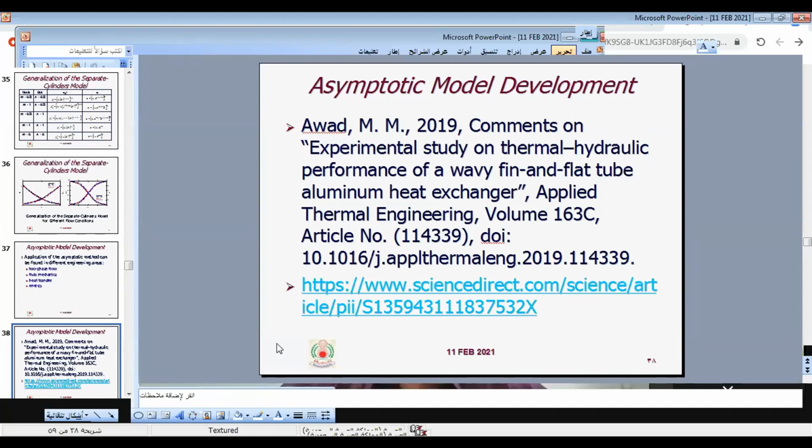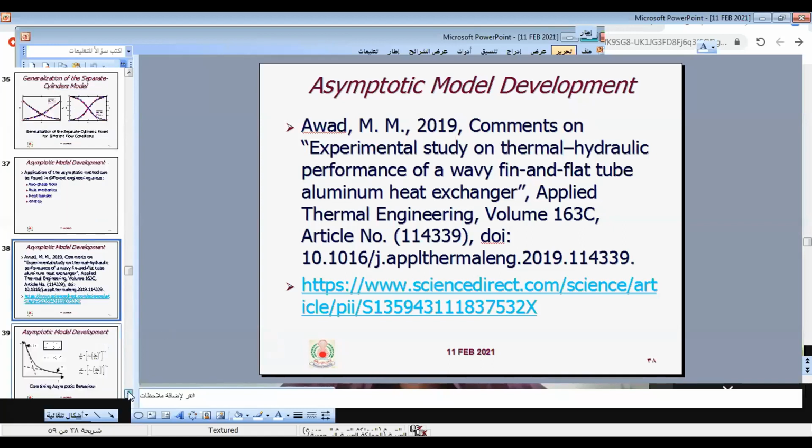In this paper, I mentioned more than 15 references based on my publications on asymptotic models in different areas, like two-phase flow in circular pipes, two-phase flow in mini-channels and macro-channels, two-phase flow in porous media, two-phase flow in fractures, and so on. Also two-phase flow and heat transfer in woven fin heat exchangers, and so on. If you are interested to know more about these applications, you can download these references, because due to time limitation, I can't cover all of these applications in my talk today.